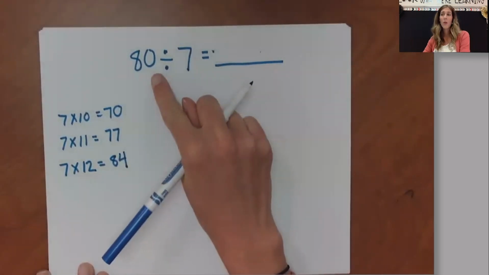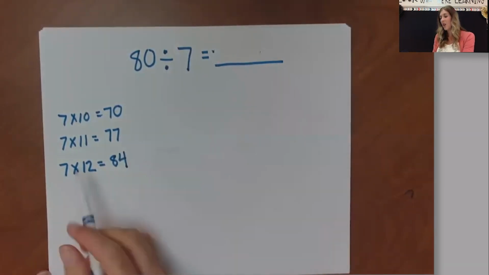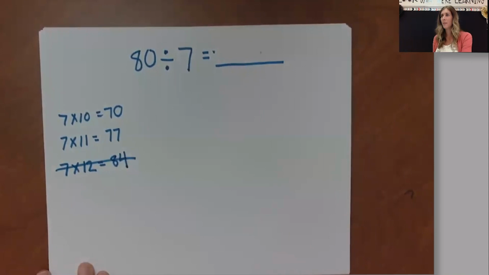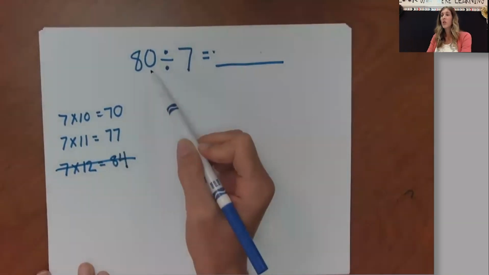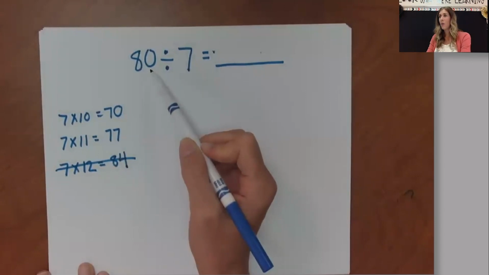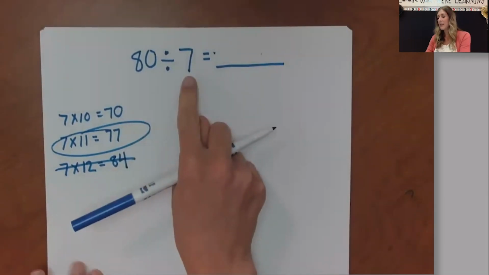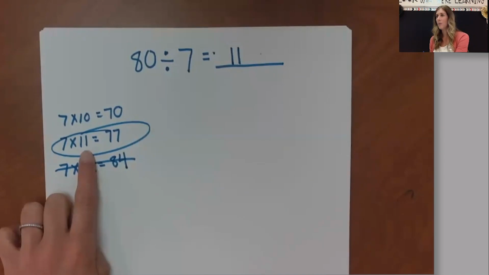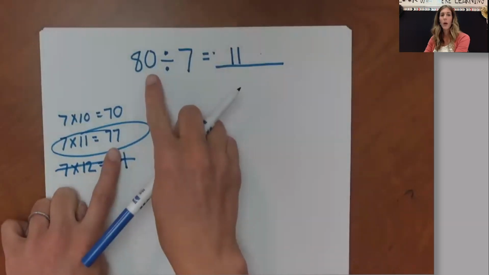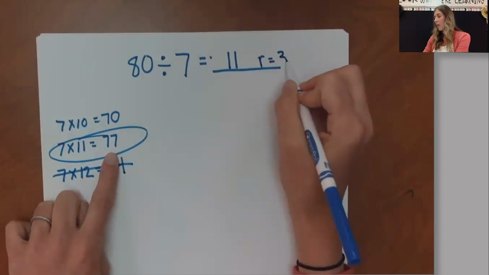Too many. That's more than the 80 people. So 84 is more than 80. So 7 times 12 is going to be too much. 7 times 11 is 77, which doesn't go over my 80 people. So I know that 80 divided by 7 is going to be 11 with a remainder. I know that 77 is only 3 away from 80, so I'm going to have a remainder of 3 people.